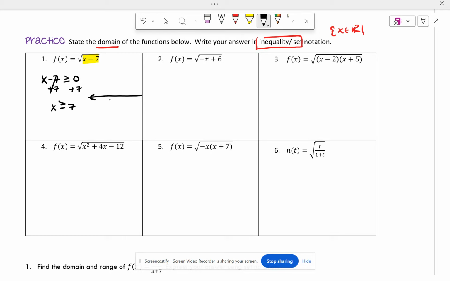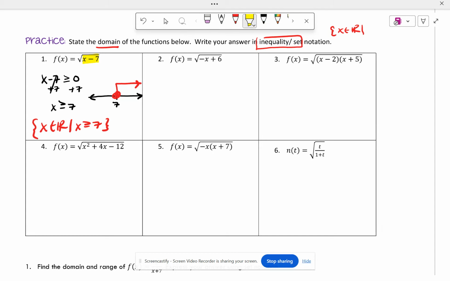Let's envision our solutions on a number line so that this set notation becomes very easy to write. X is greater than or equal to 7. And our answer would look like that.